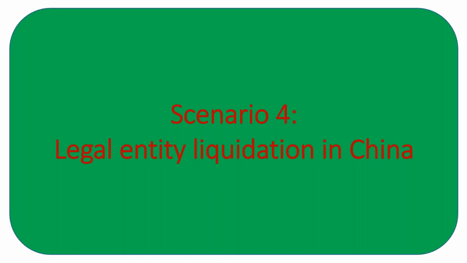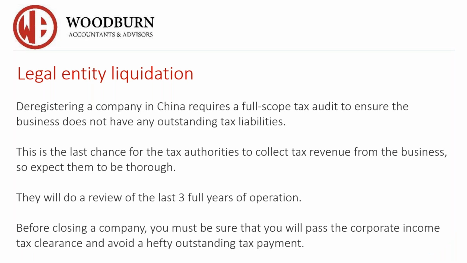Scenario 4 is the legal entity liquidation in China, and here it is an automatic requirement that a tax audit happens. So if you go through the process of liquidating your company in China, you don't need the entity anymore, there's no more business that is going to be occurring. Just so you know, a liquidation process does take between 18 and 24 months to complete. The tax audit will take approximately 1 year. And the reason for that is that the tax authorities will do a complete review of a minimum of the last 3 full years of operation. In some instances, it could even be the last 5 years of operation, okay?